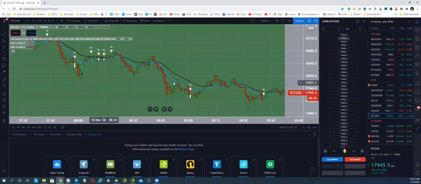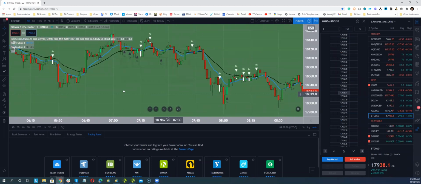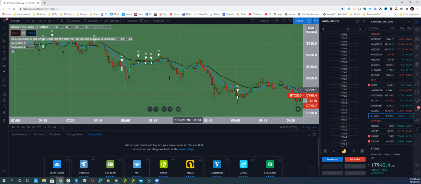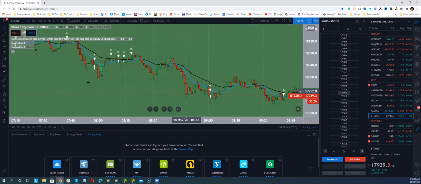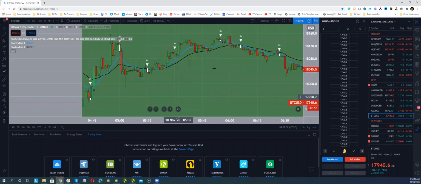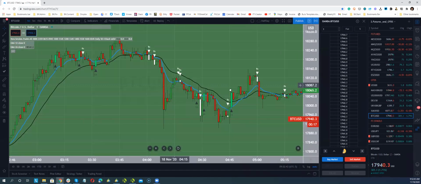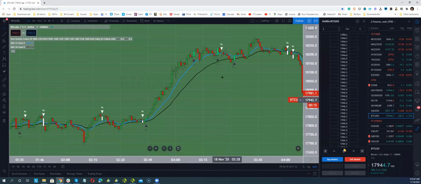Is this Bitcoin 1 minute? Yeah, 1 minute. Okay, so I want to see if I can pick the tops. So here's a good example of why I don't like picking tops. Okay, here's a huge big move.